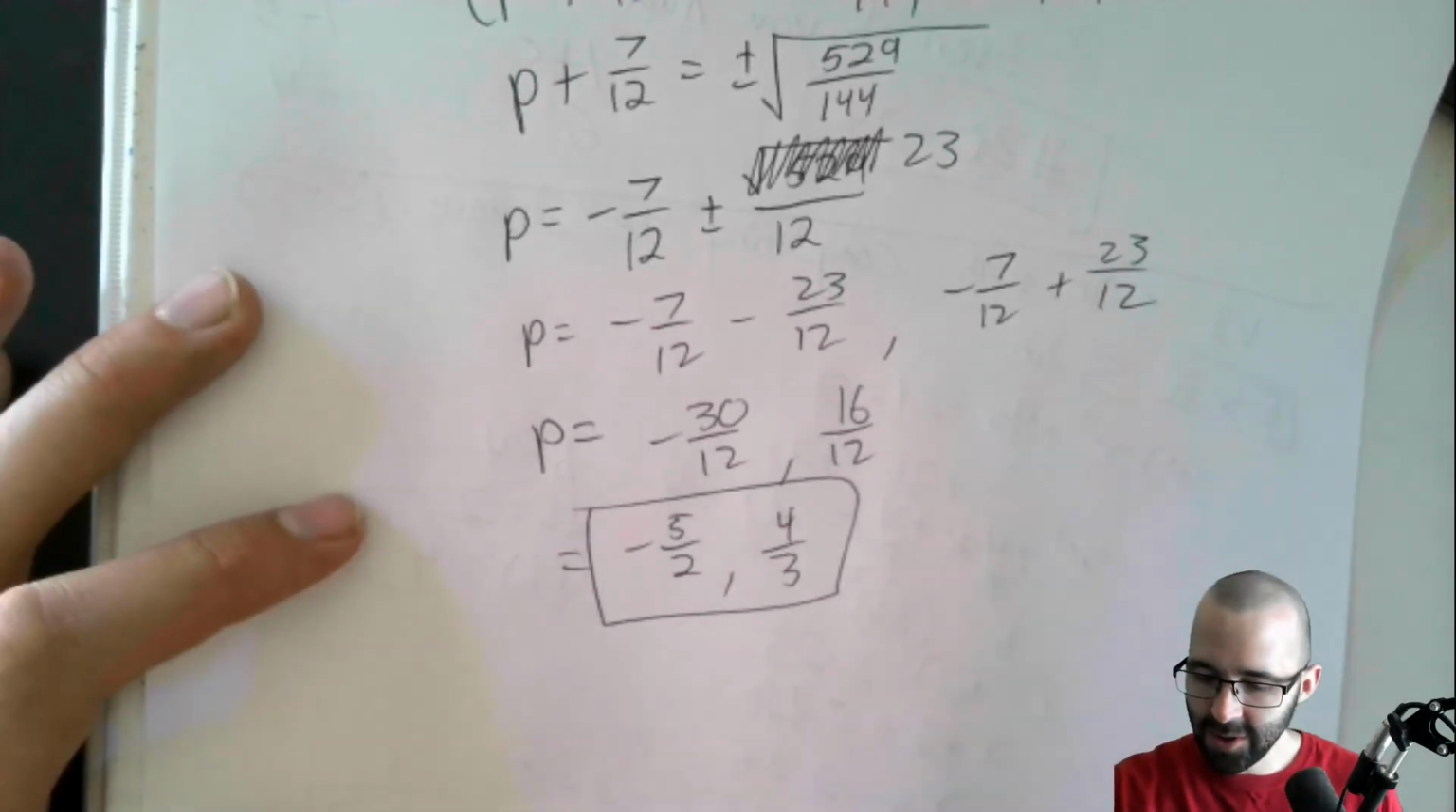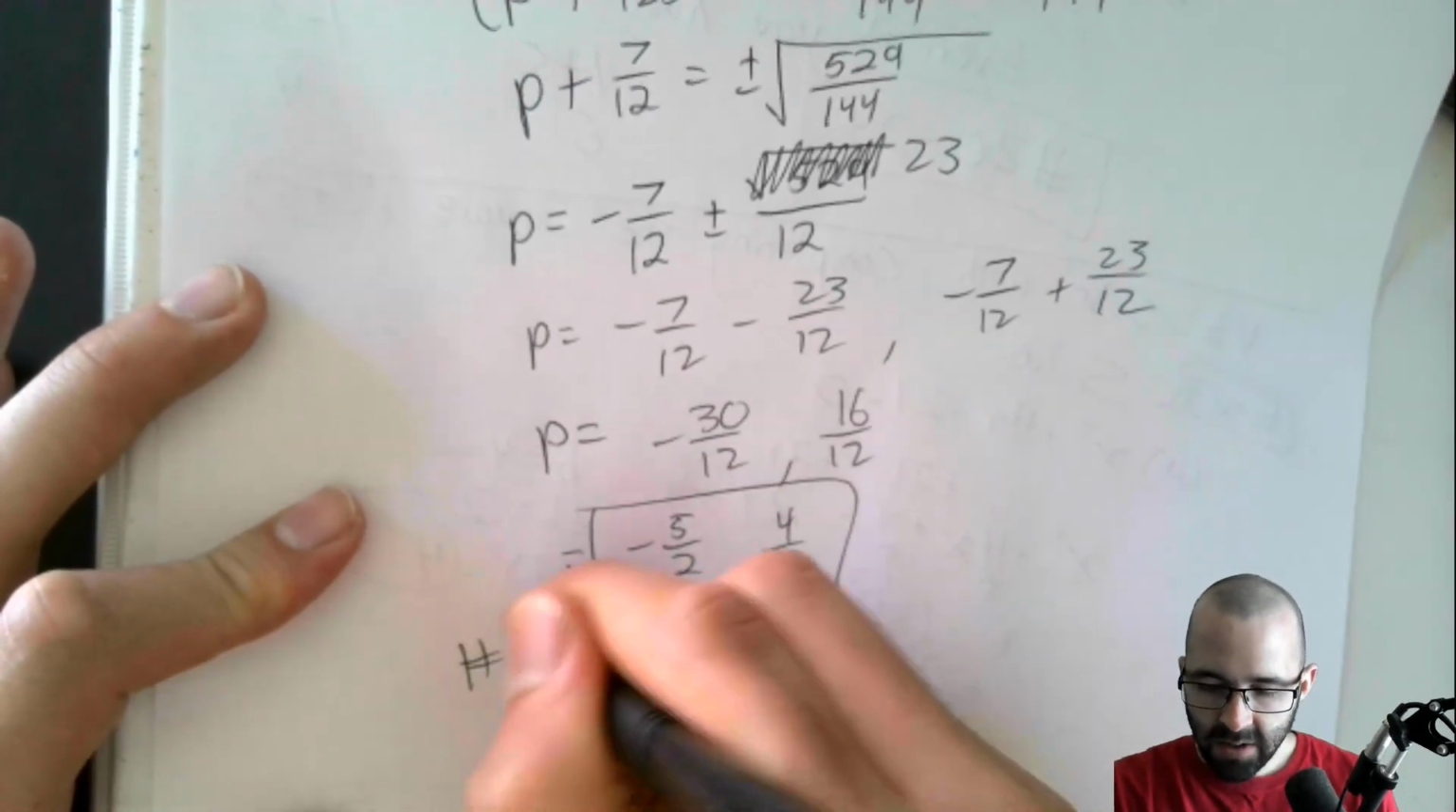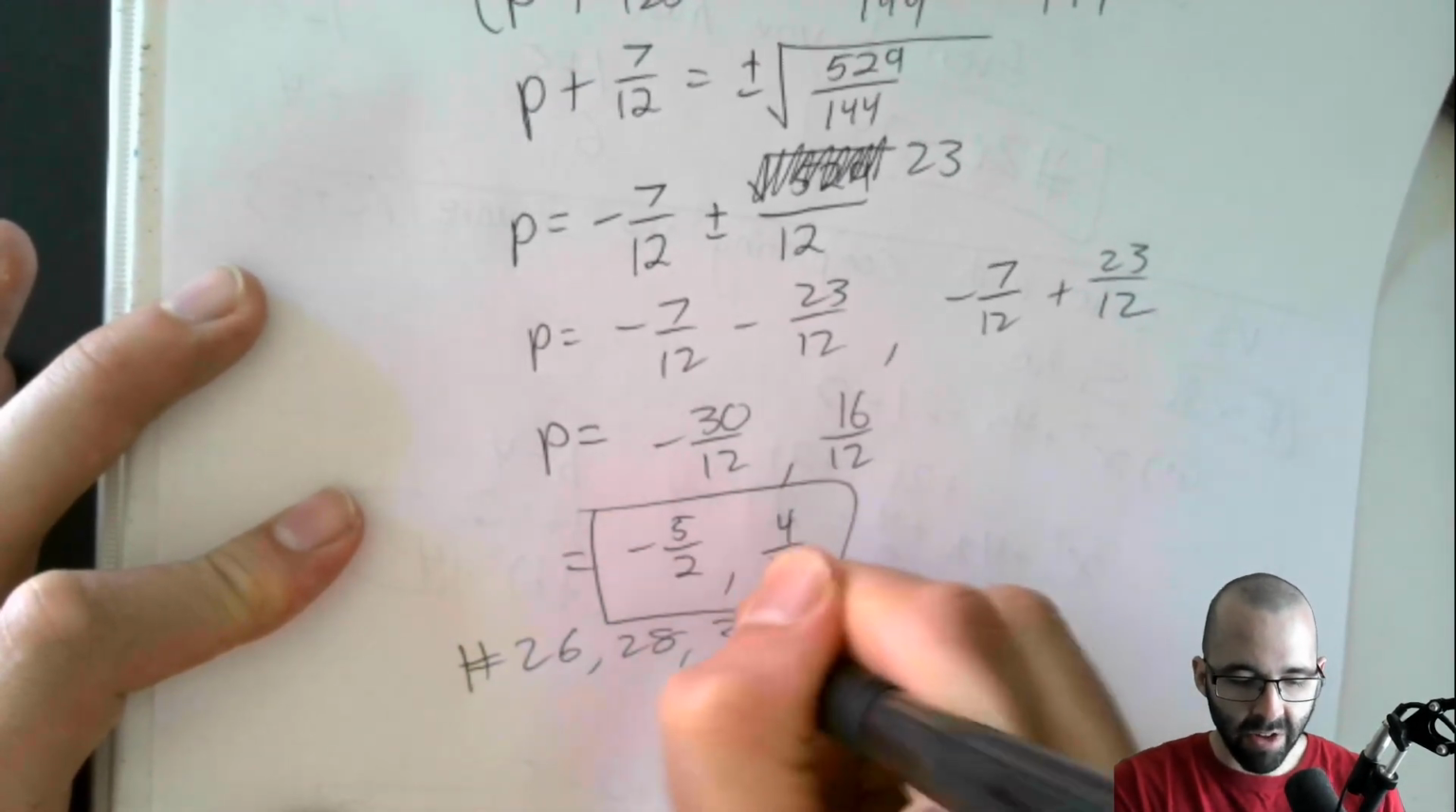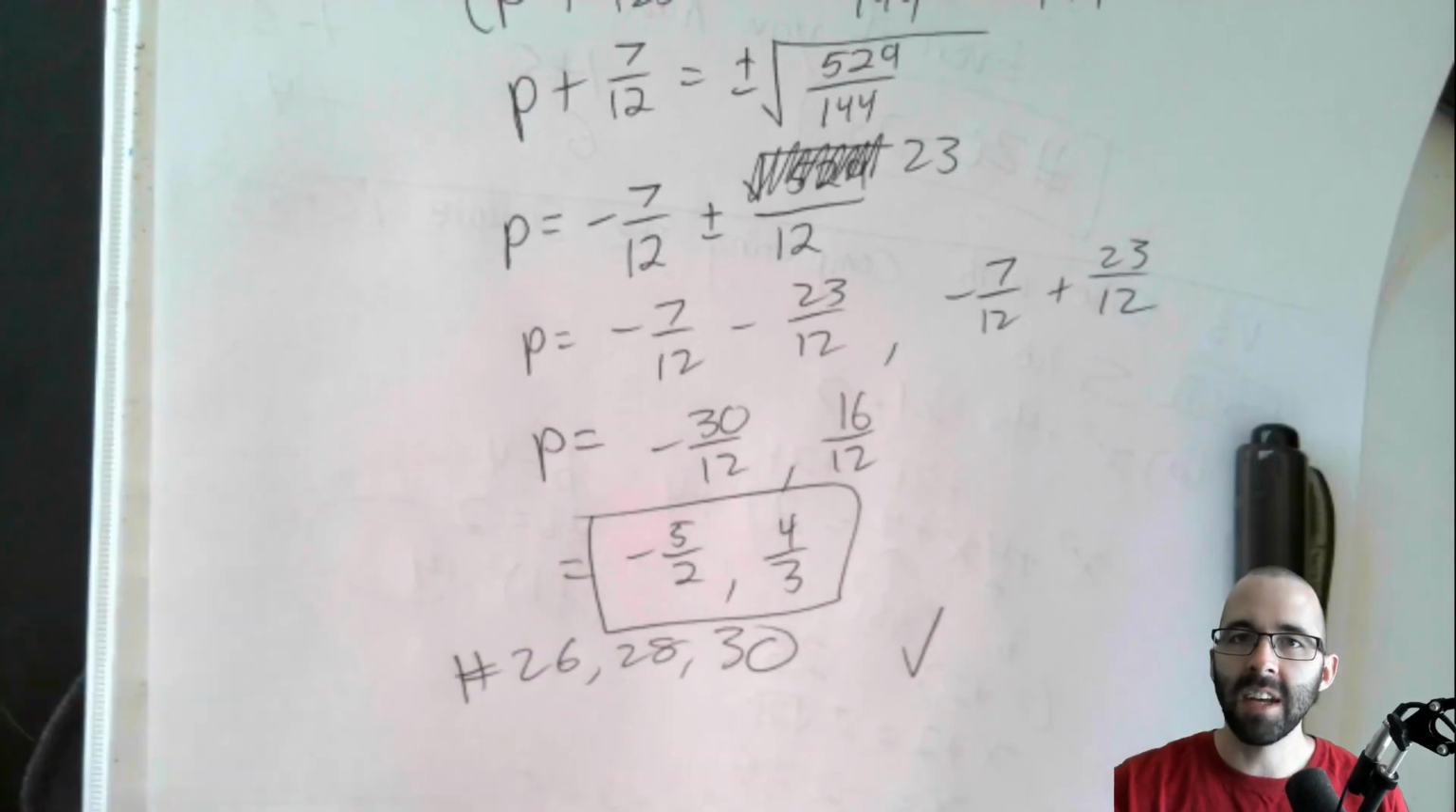Oh, and you can do some problems right now. Do numbers 26, 28, and 30. Complete the square. Get you some good practice.